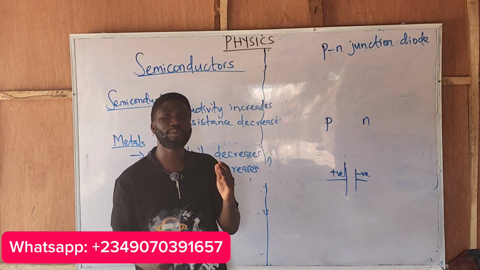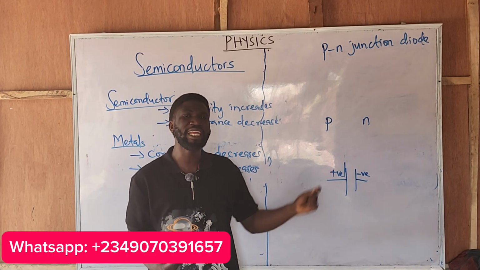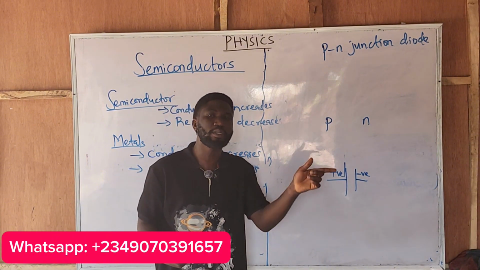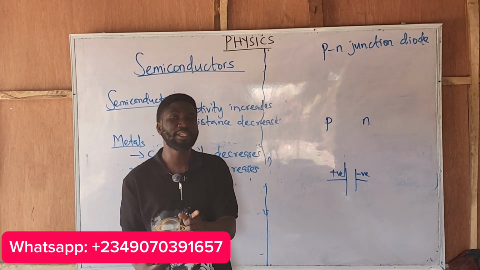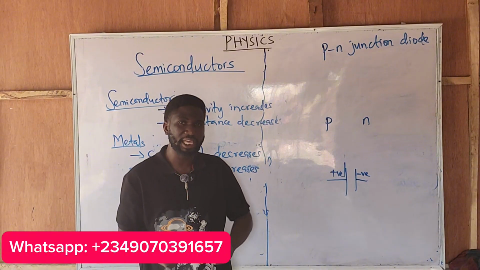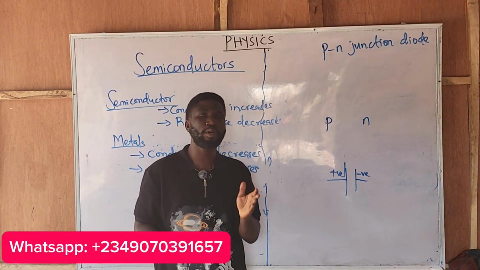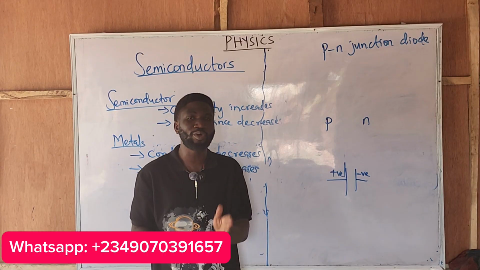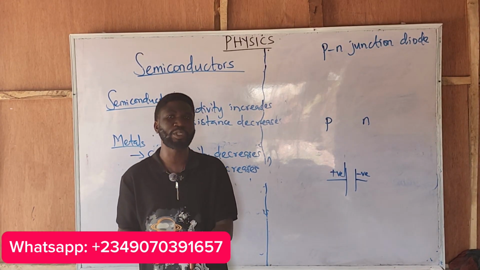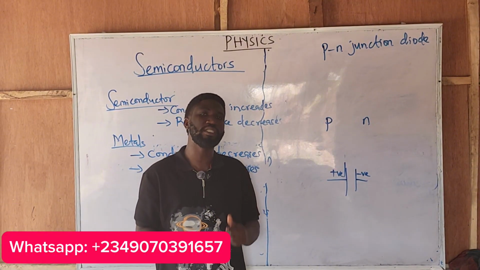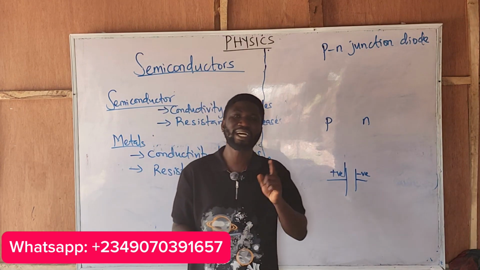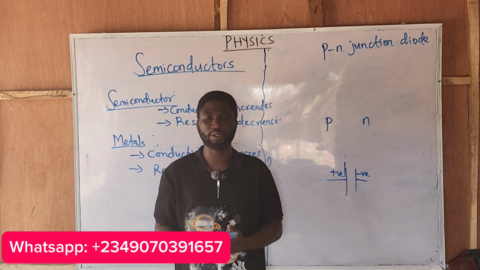If you now have the positive terminal connected to the n-type, and the negative terminal connected to the p-type, that is what we call the reverse biased. Again, if the positive terminal of the battery is connected to the n-type, and the negative terminal of the battery is connected to the p-type, that is what we call the reverse biased. With all of these things, you stand the chance to answer any question on the semiconductor.